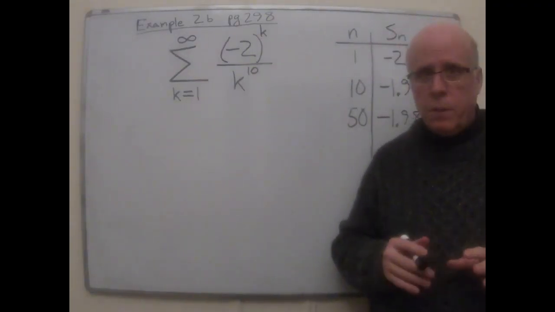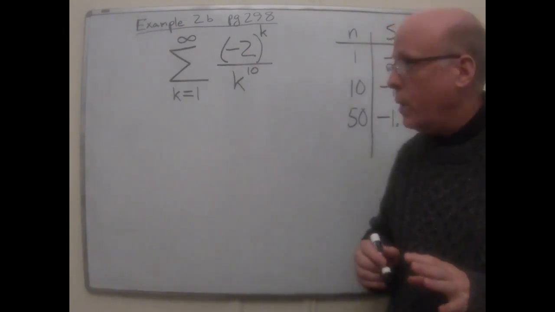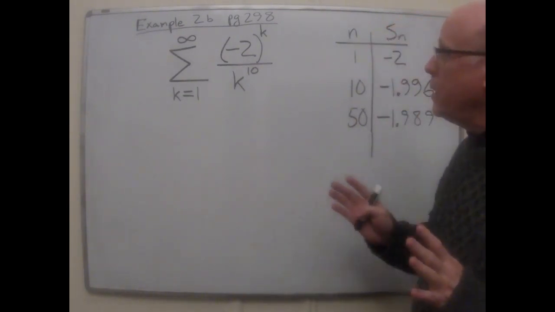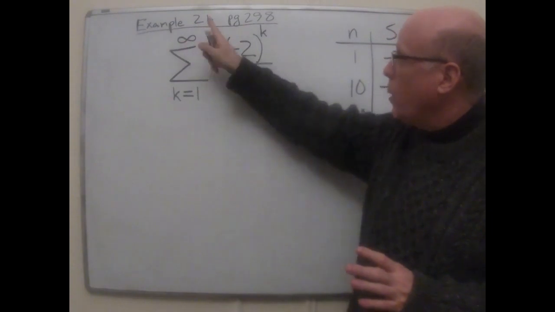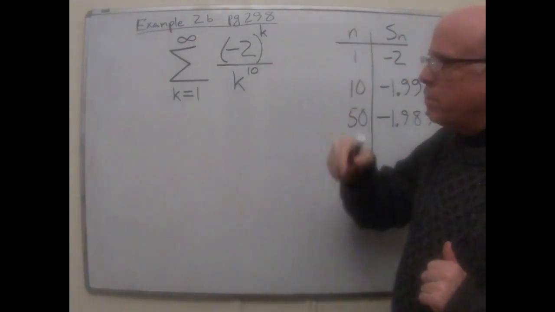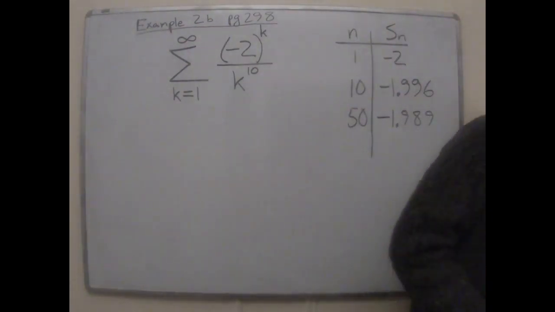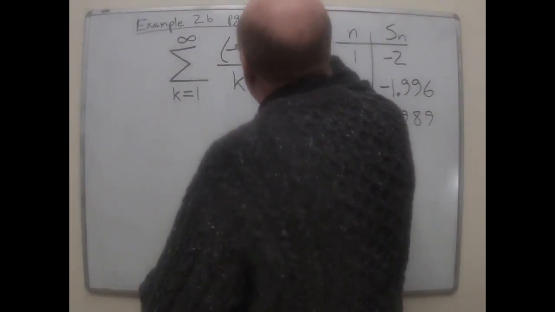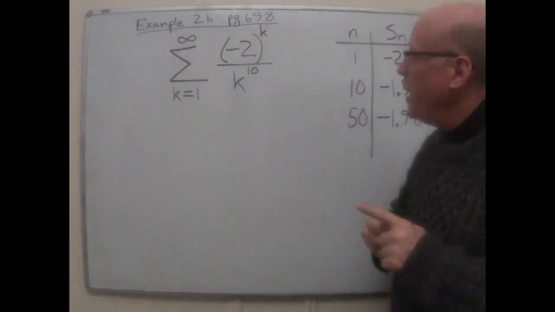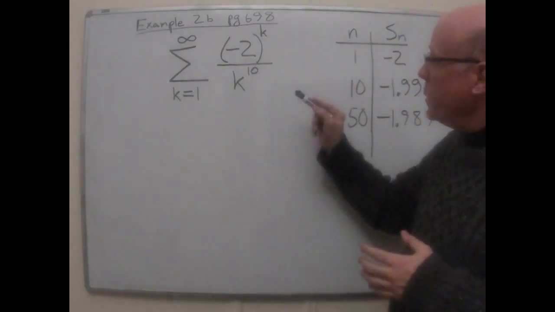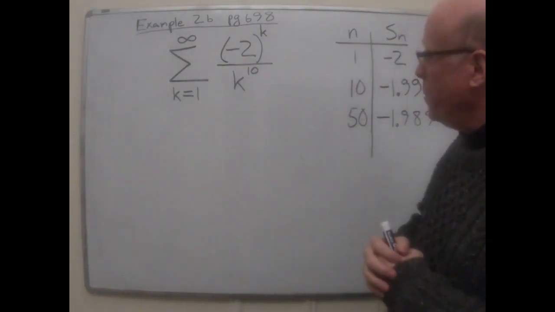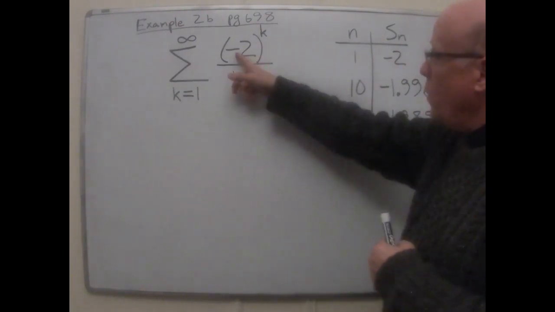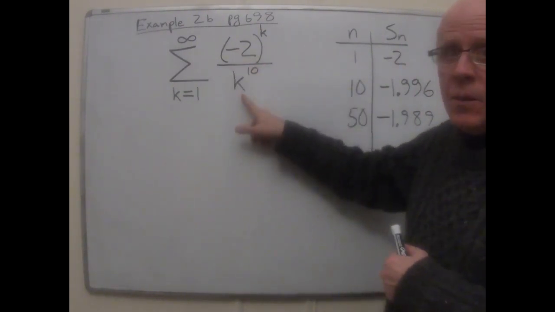I'm going to close out this video with one example about using the root test. This is example 2, part B. That's on page 698 in the textbook. Just because I found this really interesting, I looked at this series and thought, oh, that's going to converge because it's alternating and it's got k to the 10th down in the bottom, right?